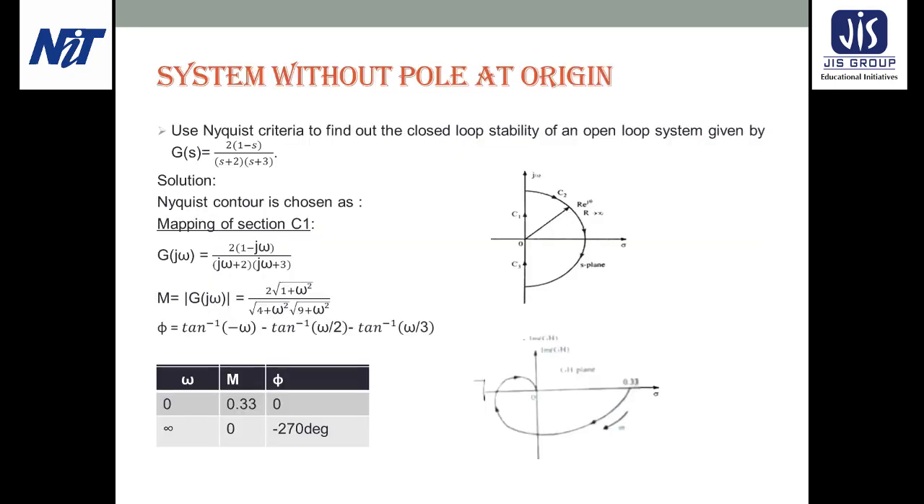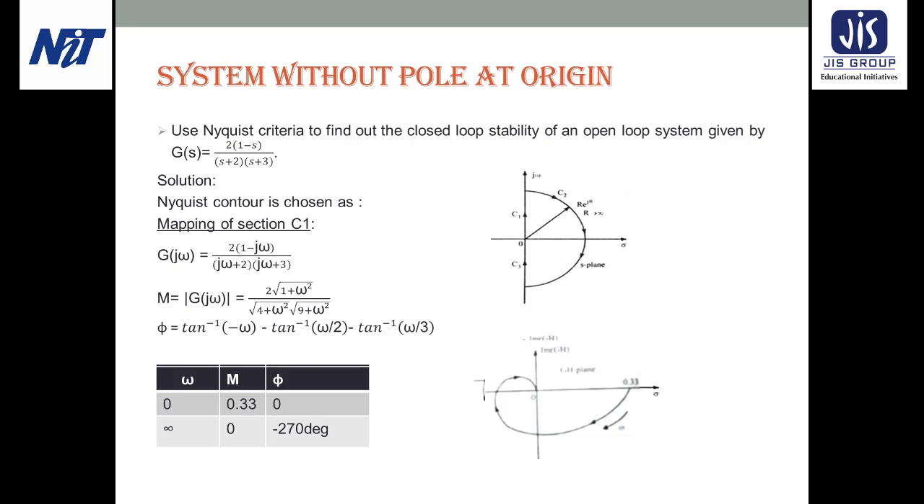So let's take an example. By using the Nyquist criteria, we need to find out the closed loop stability of a given open loop system. Here the open loop system is given as G(S) equal to 2 into (1 minus S) divided by (S plus 2) into (S plus 3). So here we have to determine whether the closed loop system is stable or not.